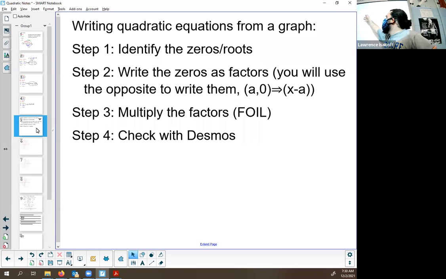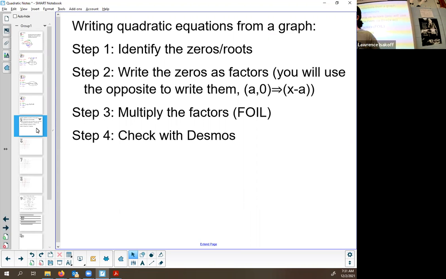So the first thing we want to do is just identify the zeros or roots. Zeros and roots are where it crosses the x-axis. So that's the first thing we're going to look for, is where it crosses the x-axis. Write the zeros as factors. This means you will use the opposites to write them. So if we have a root that is (a, 0), that turns into (x minus a).